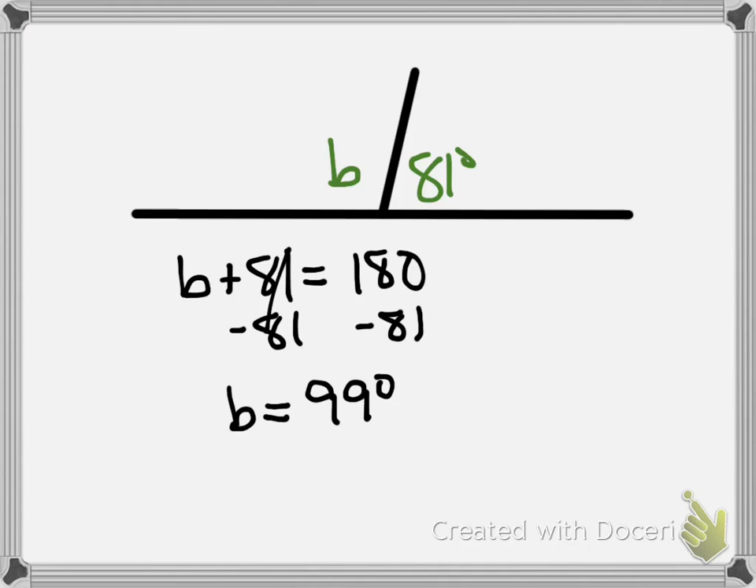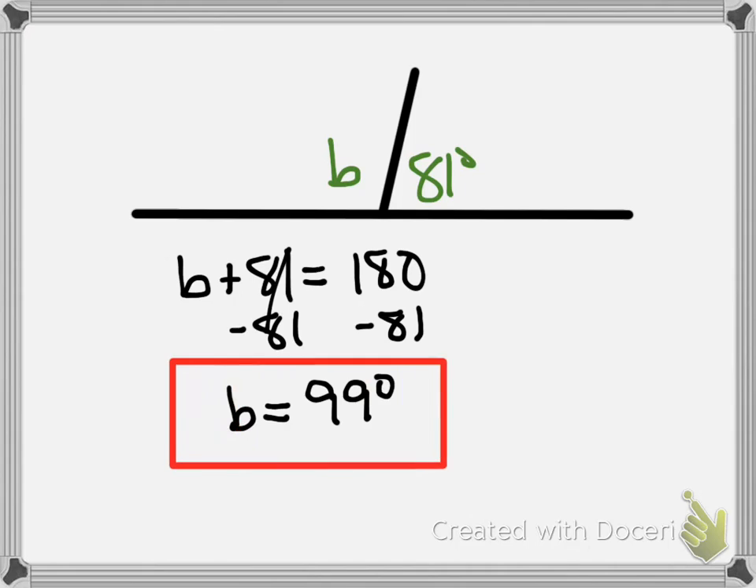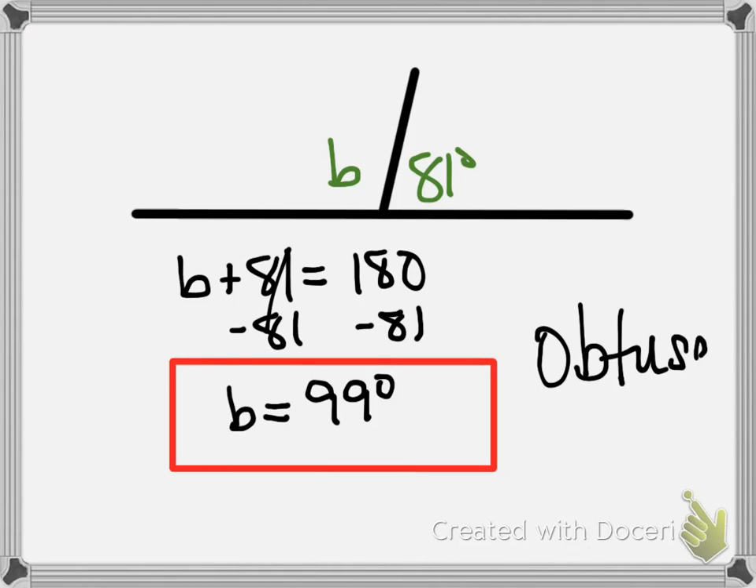I ask you now, is B an obtuse angle or an acute angle at 99 degrees? We know it's not a right angle. A right angle is 90. This is more than 90, so it is definitely obtuse. And that's going to cover everything on 2-5. You're basically making some equations, and you're solving for those angles.